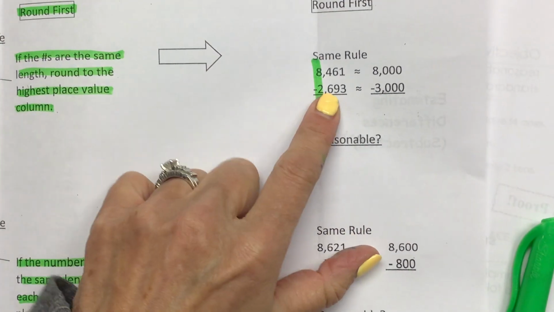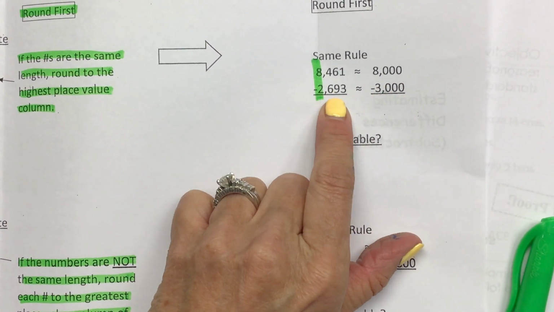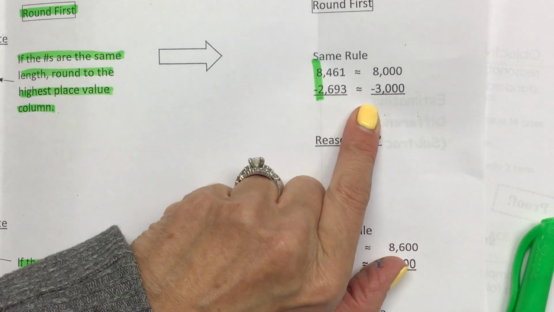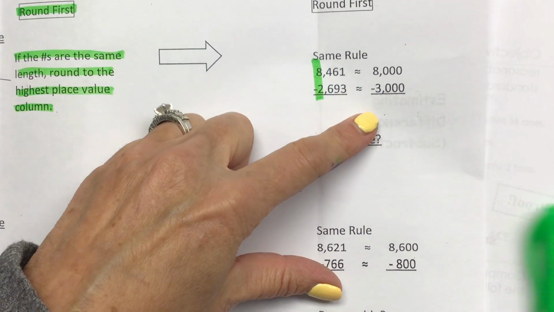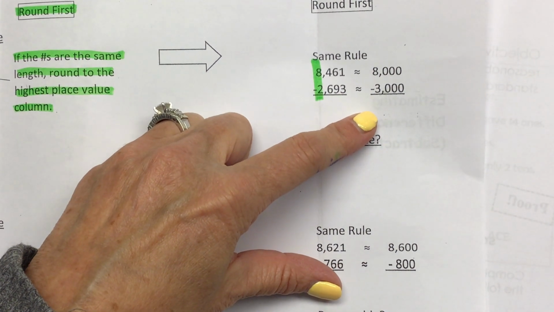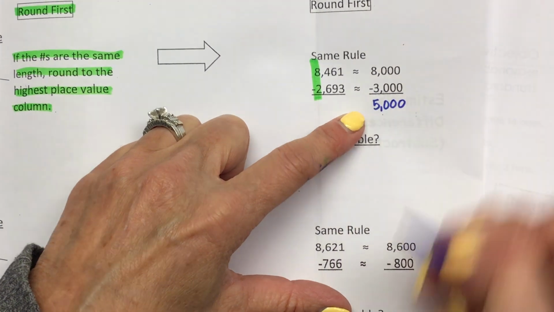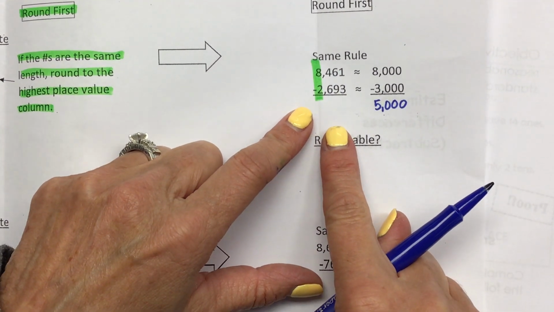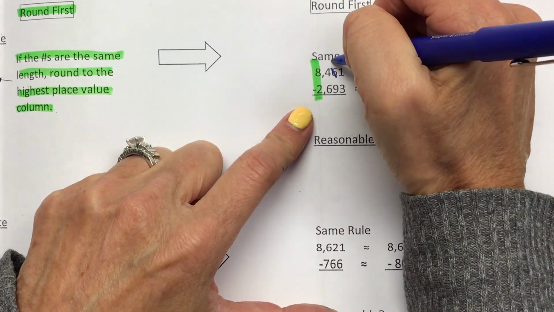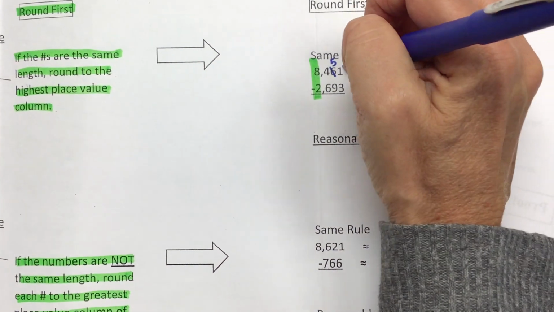Okay, so 8,461 would round to 8,000. 2,693 rounds to 3,000. What's 8,000 minus 3,000? Kaden? 5,000. So when I subtract, my answer should be close to 5,000. Tell me what you get. I need us to all be listening, not yelling out, please.